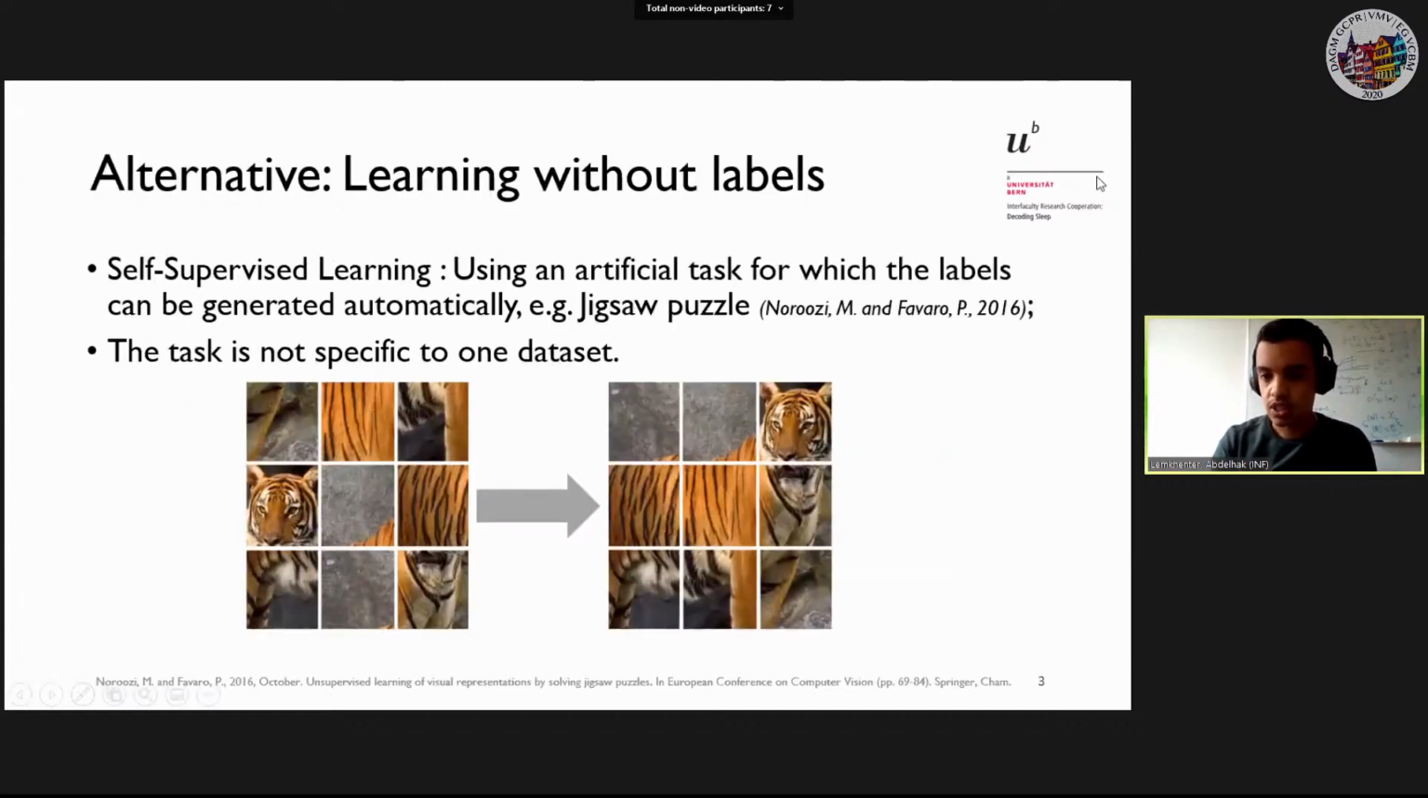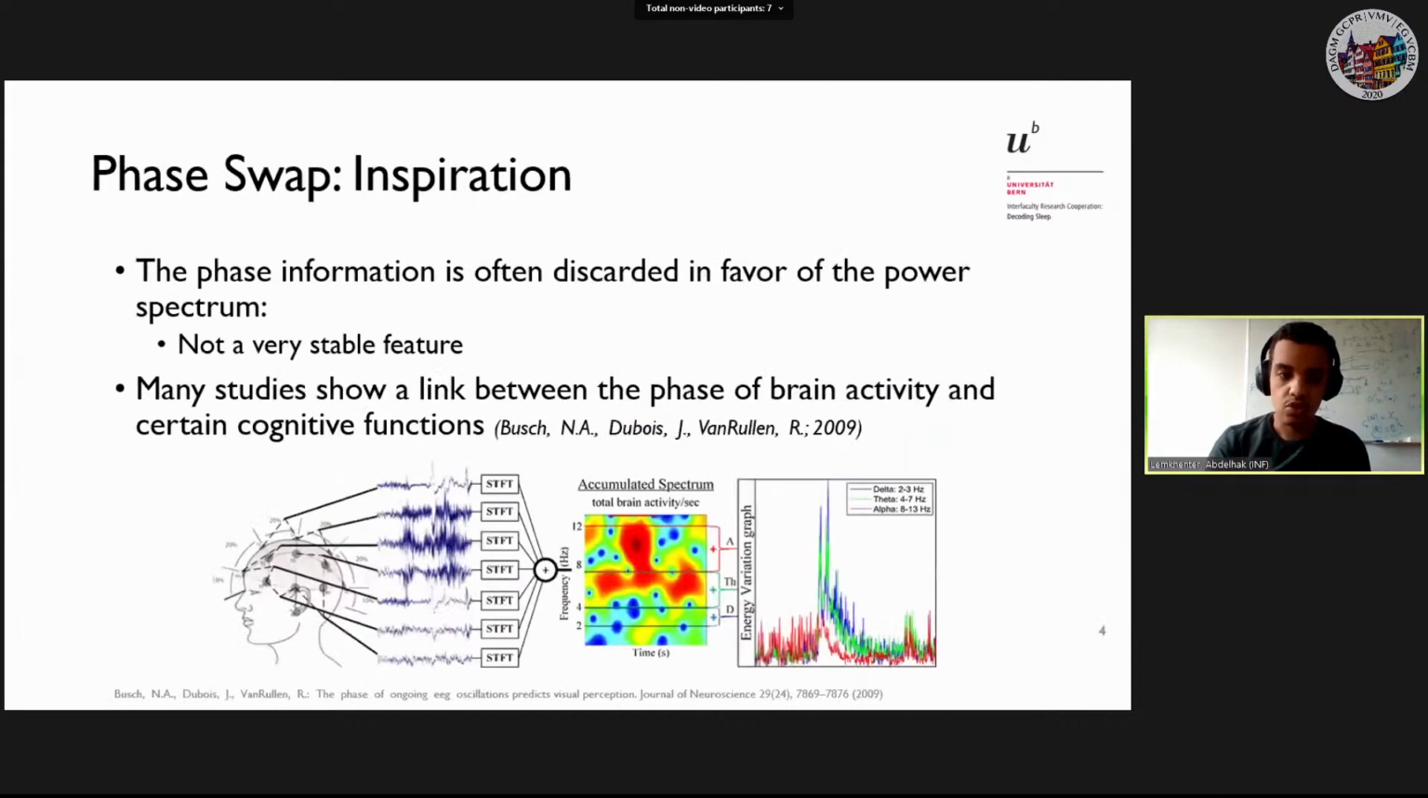So what can we do instead? Instead, we propose to learn useful feature representation without labels. More precisely, we propose to use self-supervised learning, which refers to the framework where we train a model, typically a neural network, on an artificial task for which the labels can be generated automatically. For example, on images, we could define the task as solving a jigsaw puzzle, which we can always generate in an automated fashion. Our main contribution is a novel self-supervised task for biosignals, which we call phase swap.